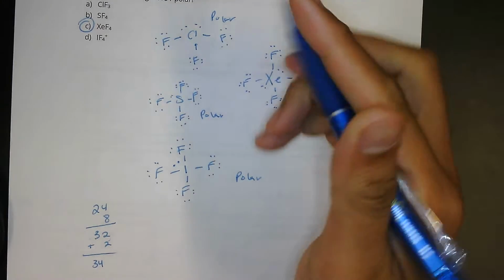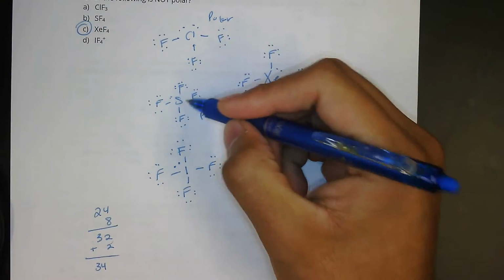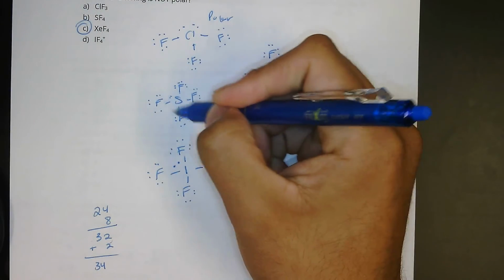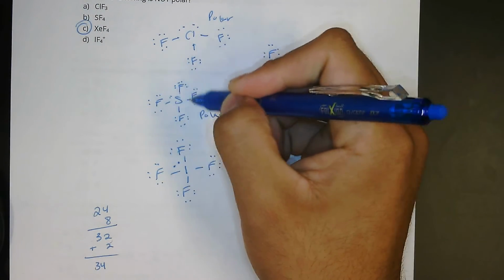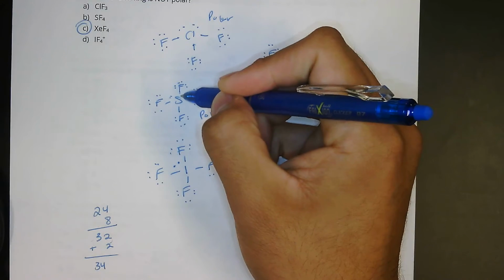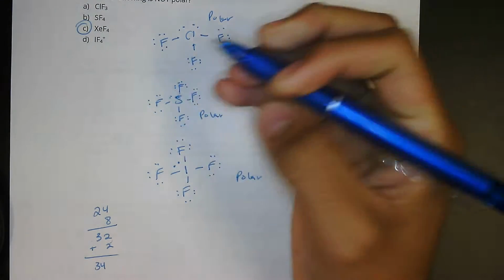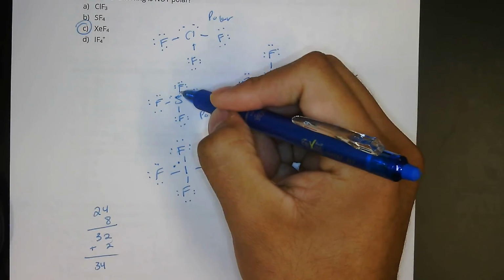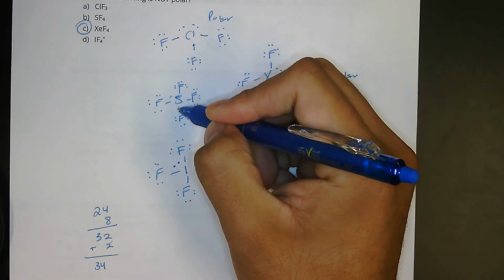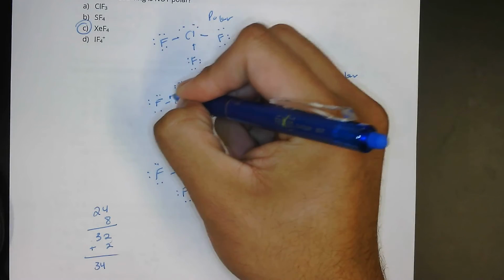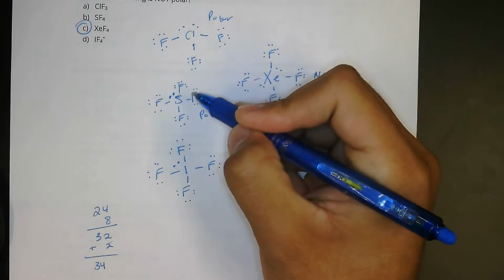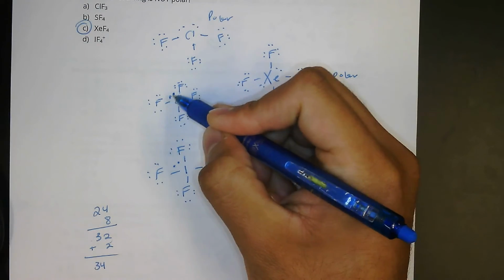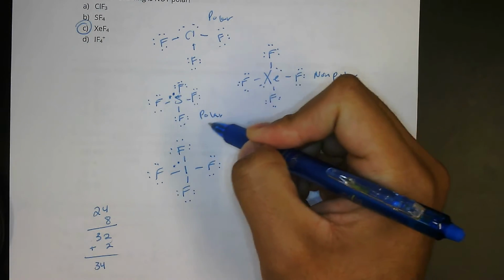If you look at SF4, you have sulfur in the center, and then you have the 4 fluorines around. If this were just the fluorines around the sulfur, this would be a nonpolar molecule. However, sulfur is in group 6, and right now it's just contributing 4 bonds, so it has to find a way to contribute those 2 extra electrons, and that'll be in the form of a lone pair. Again, you're not going to have something to balance this lone pair out, and so this will be a polar molecule.